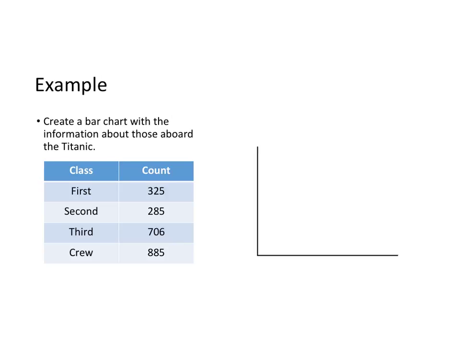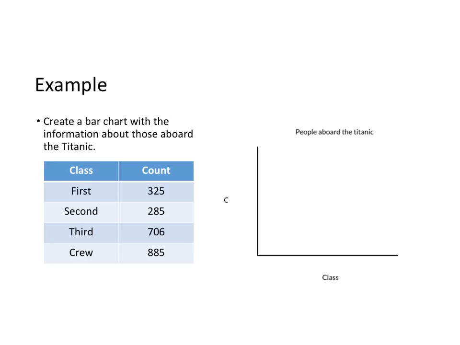Next, we want to create a bar chart with the information about those aboard the Titanic. First thing we need to figure out, we need a title. We are going to title this People Aboard the Titanic. We also need a horizontal label. I'm going to title our categories as class, and a vertical label.